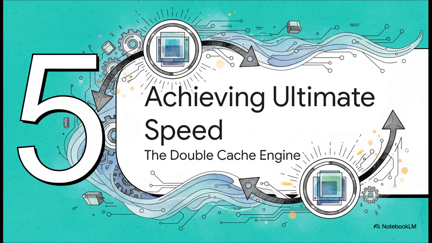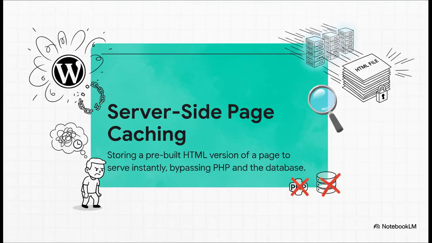Okay, so at this point, you have a safe, clean, optimized database. Your foundation is solid. But how do we make the site truly fast? How do we make it fly? This is the final piece of the puzzle, and honestly, this is where the real magic happens. Let's talk about our double cache engine. So, the single biggest bottleneck on almost any WordPress site is that it has to build every page from scratch for every single visitor. It has to run PHP code, query the database, assemble all the pieces. It's just slow by nature.